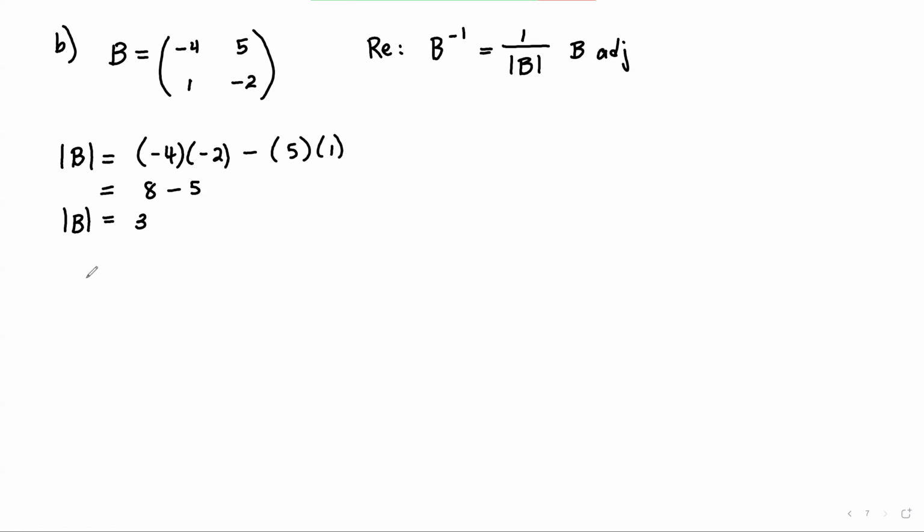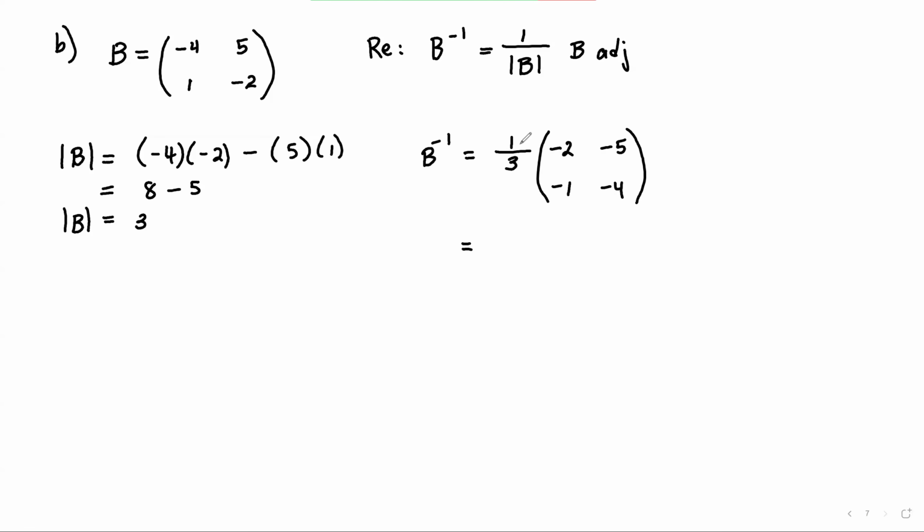Well, I guess I could just go straight to listing it. Here, B inverse is therefore equal to 1 over 3, because that's the determinant of B, times B adjoint. For B adjoint, we swap the leading diagonal, so -2 will come here instead, and -4 will go here. And then I change the signs of the remaining values, so this will be -5, -1.